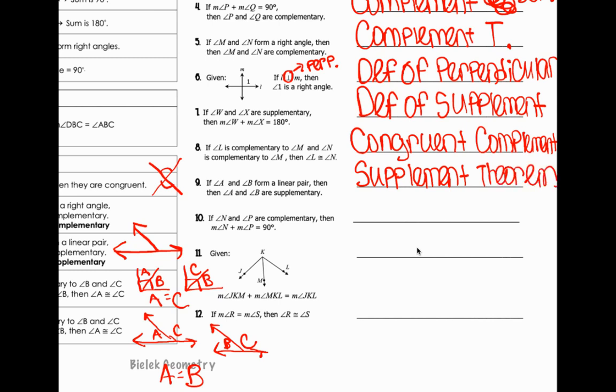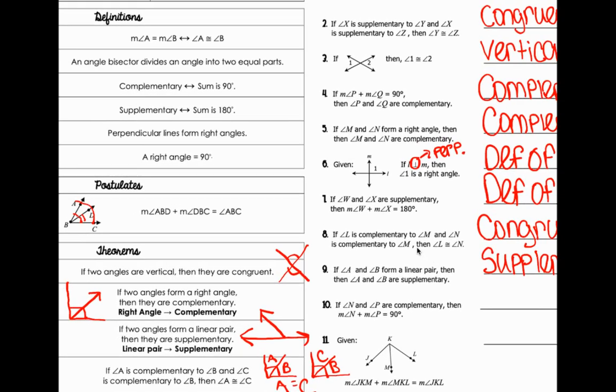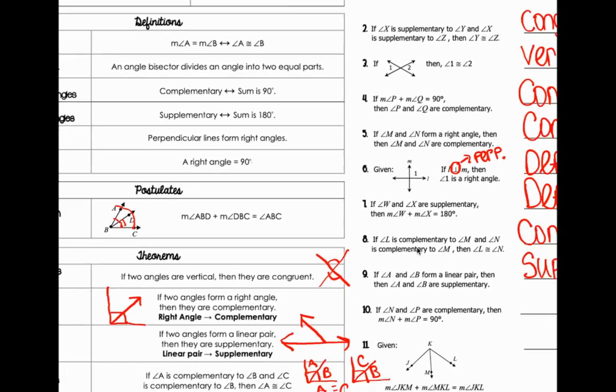If angle N and angle P are complementary, then angle N plus angle P is equal to 90 degrees. So that's our definition of complementary angles.